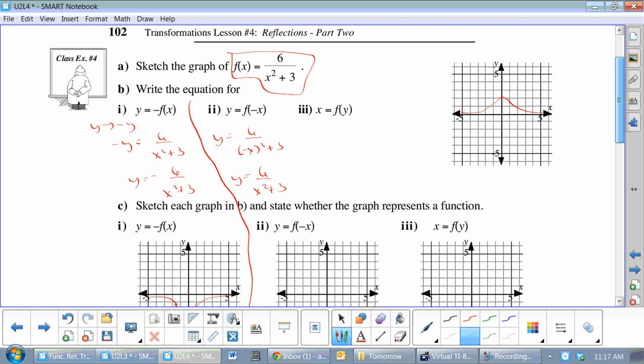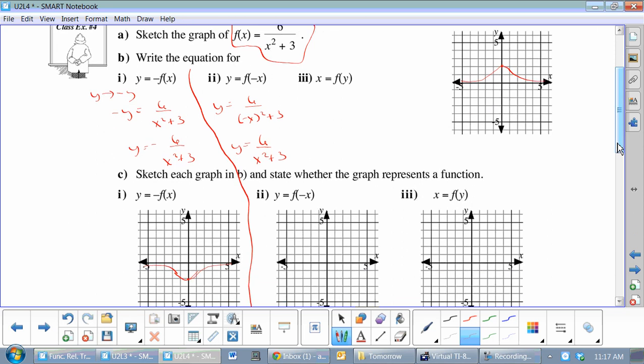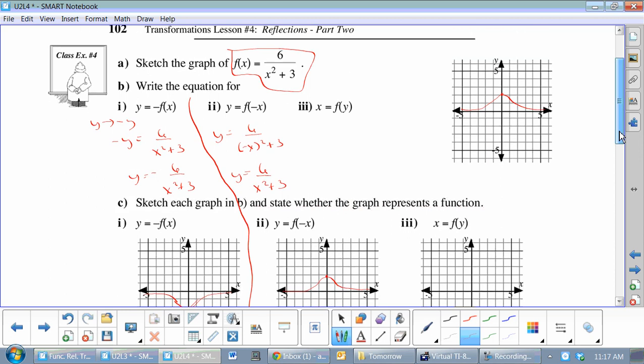Now, if you take x and replace it with negative x, what transformation happens? A reflection on the y-axis. If I reflected this on the y-axis, what happens? Same graph, and it makes sense because they got the same equation. Hopefully you picked up on that these are the same. So it kind of makes sense, gives the same graph.